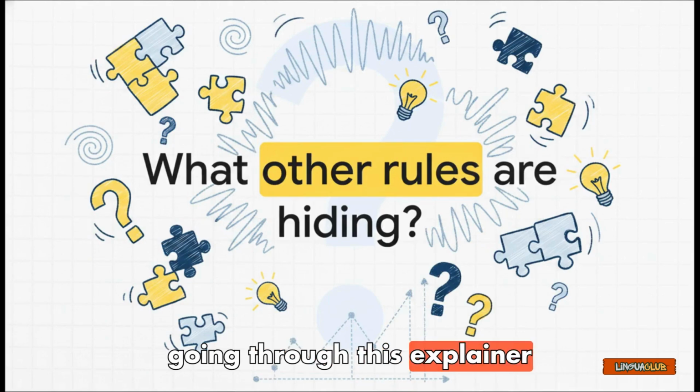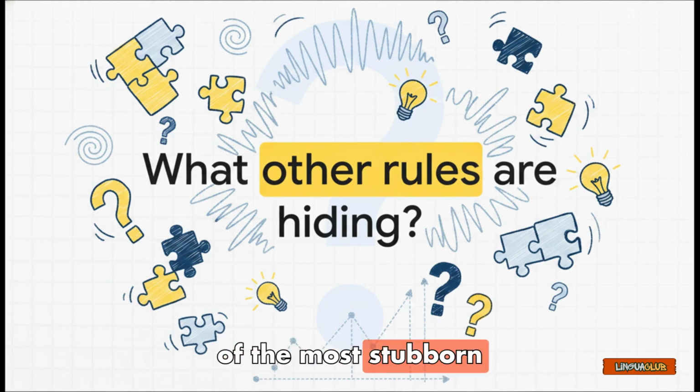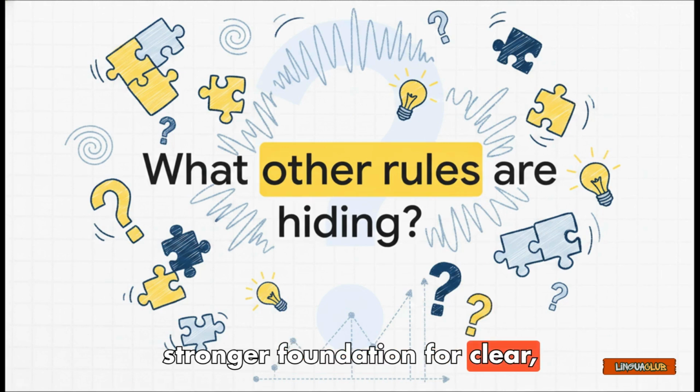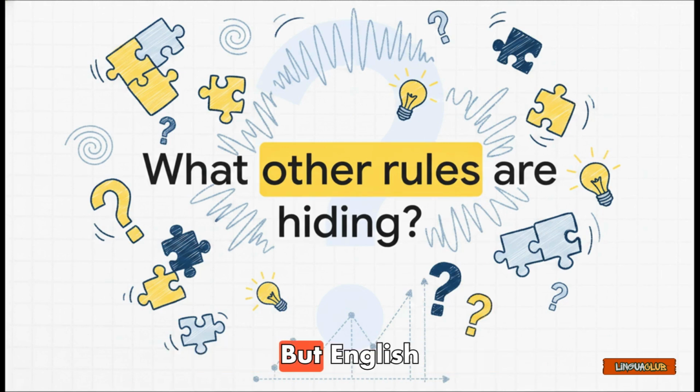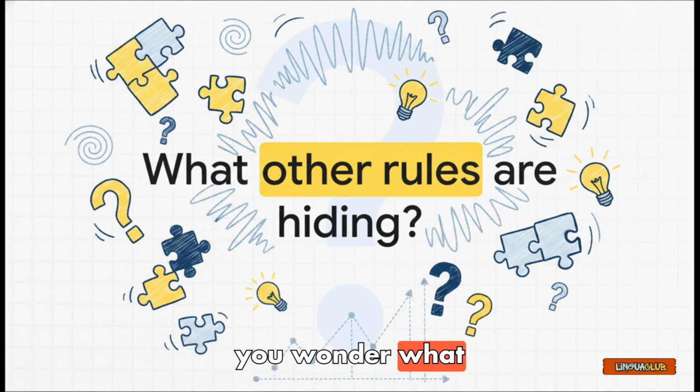By going through this explainer and actually practicing out loud, you've successfully rewired your brain today to avoid 10 of the most stubborn beginner mistakes. You've built a much stronger foundation for clear, confident conversation. But English is a massive, constantly evolving puzzle. You've mastered these 10 rules, but it makes you wonder, what other sneaky English rules are out there hiding in plain sight, just waiting to be discovered?